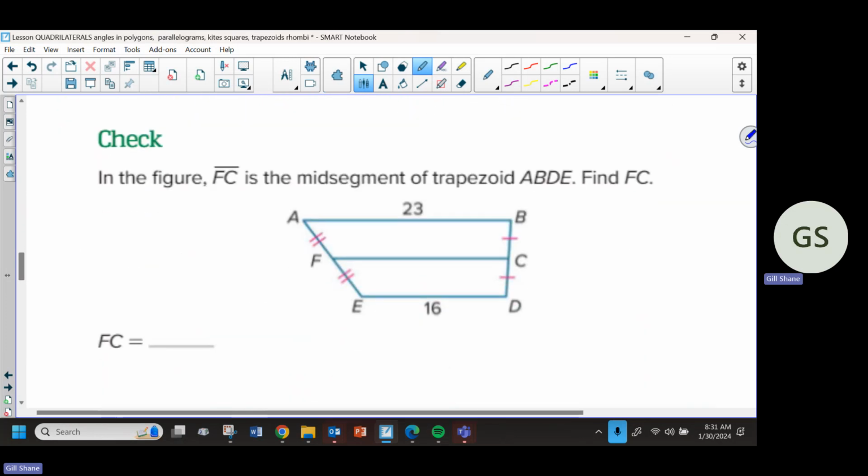Because you can clearly see that's not an isosceles trapezoid. The left and the right sides are definitely not the same length, and the angles are not the same measures.